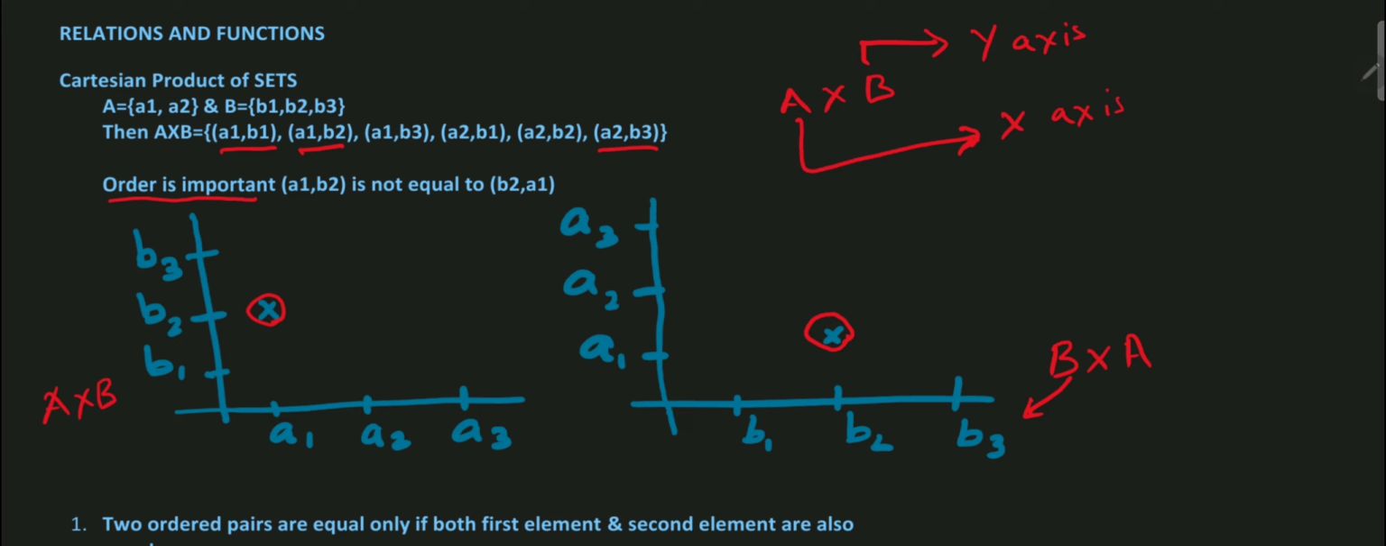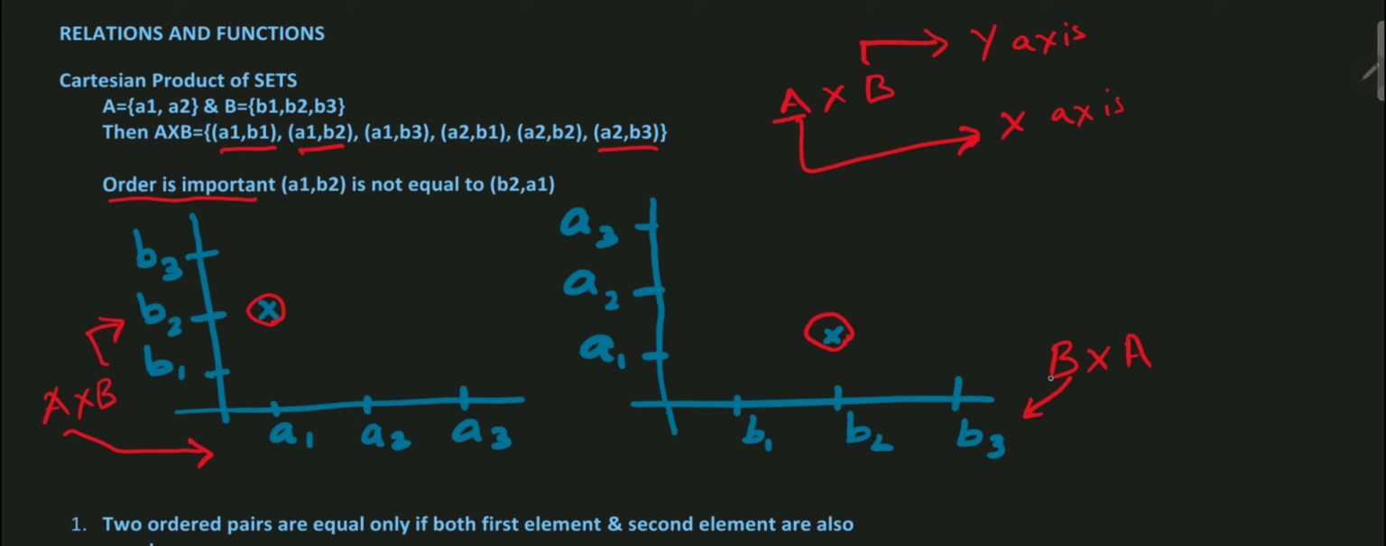Because order is important: (A1, B2) is not equal to (B2, A1). The simplest way to remember is that whenever there is a product of such sets, the first set becomes the x-axis and the second set occupies the y-axis, as shown here. Here A becomes the x-axis and B becomes the y-axis. So for (A1, B2), the location will be here.